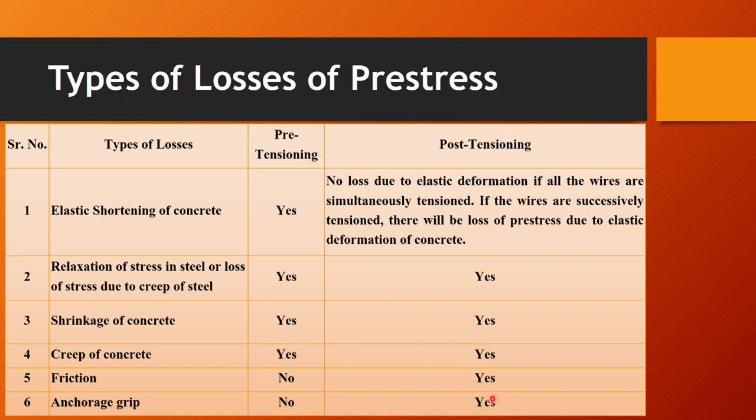Then the last loss is the anchorage slip, loss due to anchorage slip. Now anchorage slip means what? Whatever anchor system we are going to use, these anchor systems may slip. May slip means they may change their position.